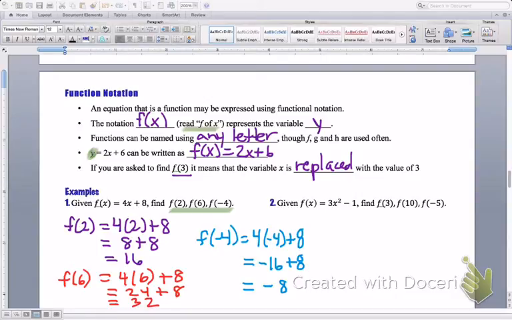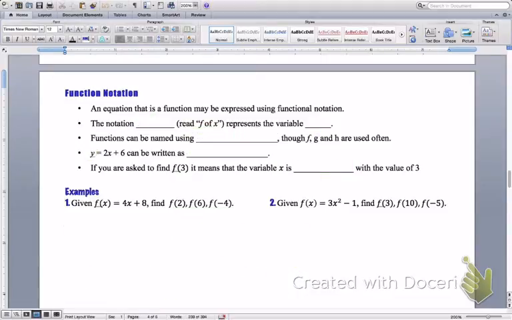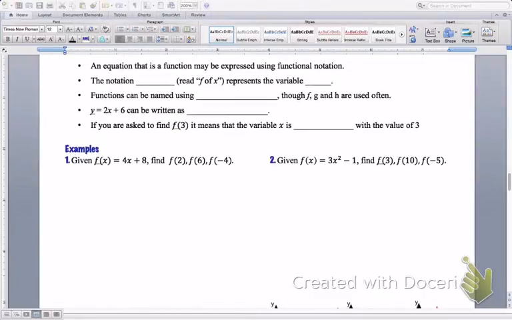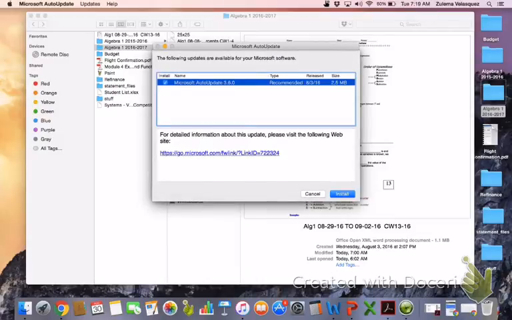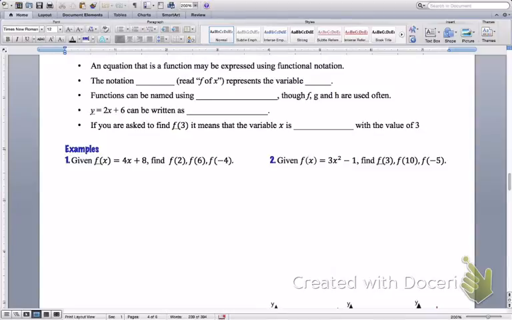I'm going to go ahead and clear this out, and we're going to go ahead and do the one on the right. All right, so we have f of x is 3x squared plus 1. This time we are going to go ahead and plug in the numbers 3, 10, and 5. So let's go ahead and get started with that. So we have f of 3, which we would plug in the number 3.